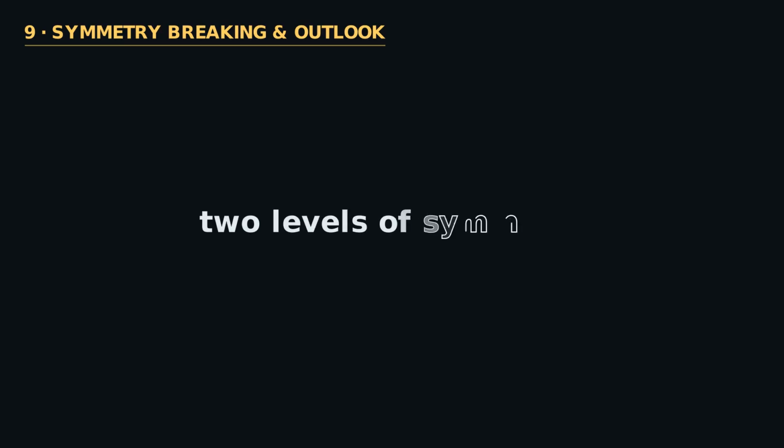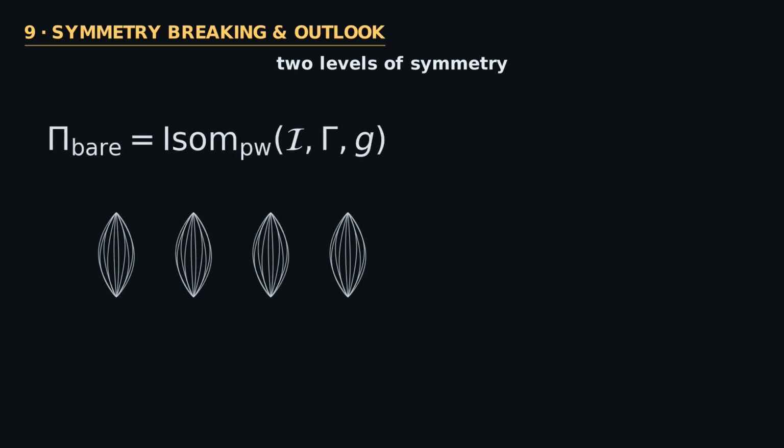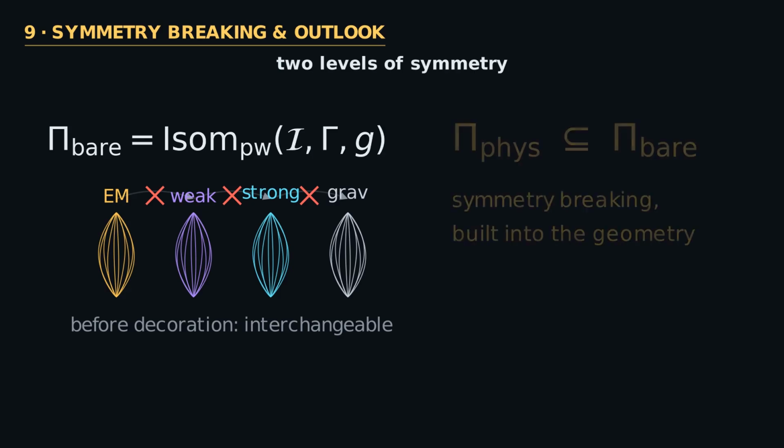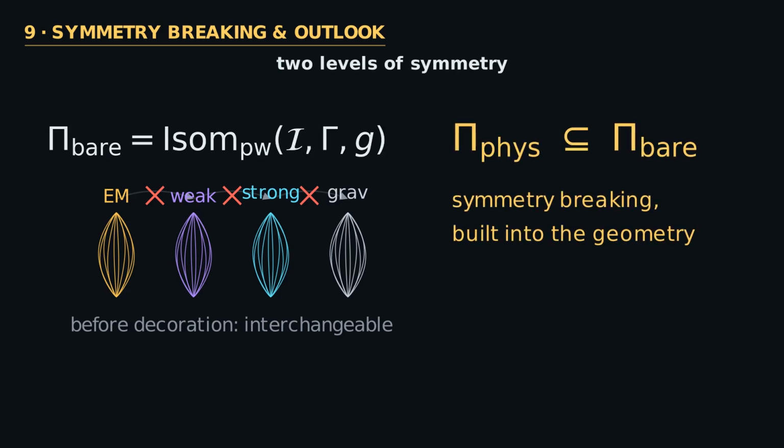The symmetry group now splits into two levels. Before any physics is assigned, the four metric sheets are perfectly interchangeable, and the bare symmetry group is the full group of piecewise isometries. After the quantum decorations are fixed, a symmetry must also respect the labels: electromagnetic, weak, strong, and gravitational. The decorated symmetry group is generally smaller. That is a natural symmetry breaking picture built directly into the geometry.